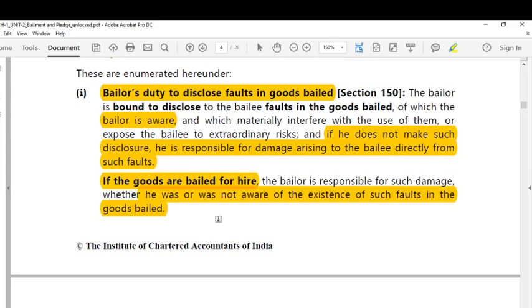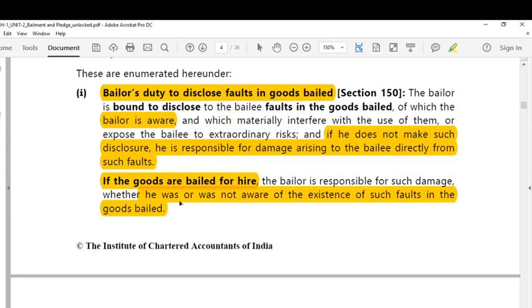When does this apply? In case of a gratuitous bailment, only the known faults are to be disclosed. If there are unknown faults and some loss happens to the bailee, then the bailor is not responsible.